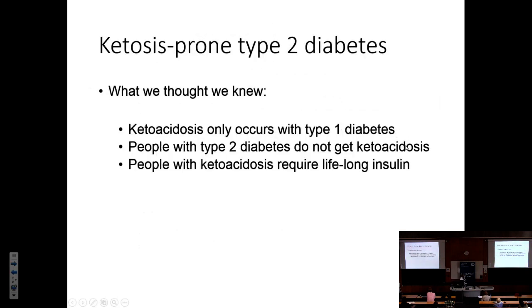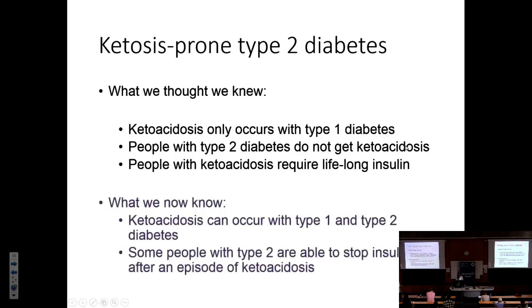So ketosis-prone type 2 diabetes is really weird. This is what we thought we knew. We thought that ketoacidosis only occurs in type 1 diabetes. People with type 2 diabetes are not at risk of ketoacidosis because they continue to make insulin. And if you present with ketoacidosis, you need insulin lifelong. That's what the textbooks told us. That's what we were doing.